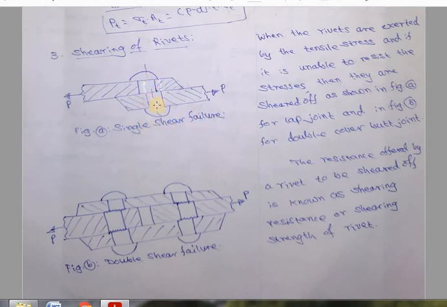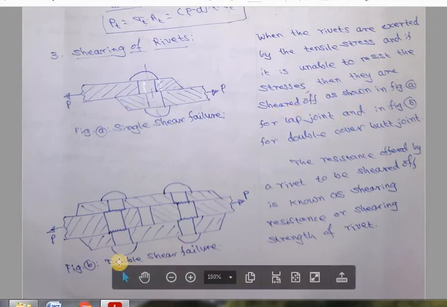Along this shaft length, there is only one plane of failure. This is what we call a single shear failure. So whenever we have a lap joint, whenever we have a single cover butt joint, this kind of failure is going to happen. So this is what we have written here.